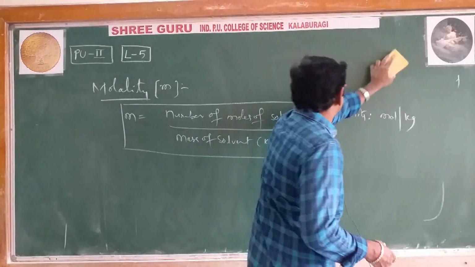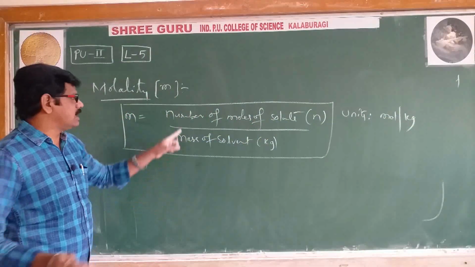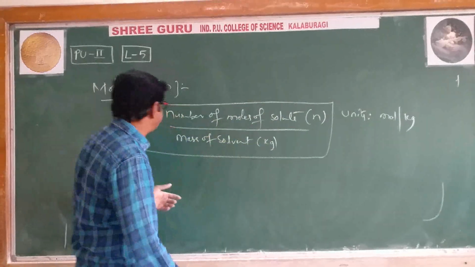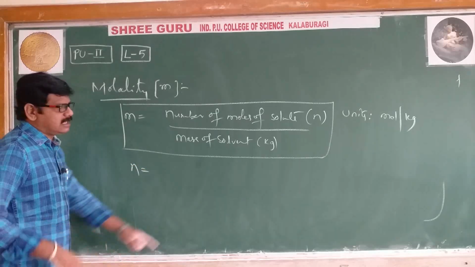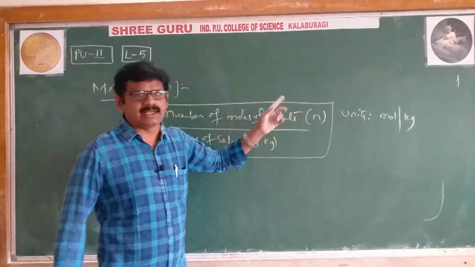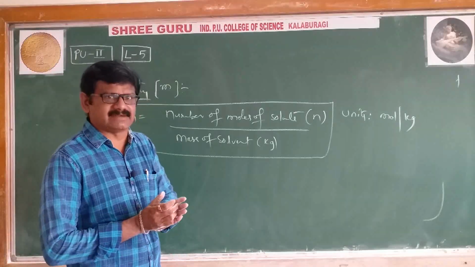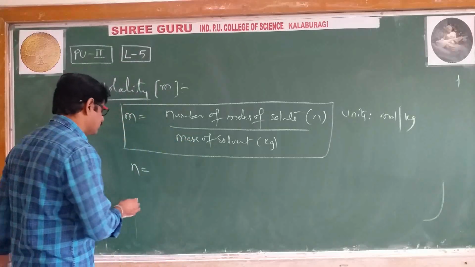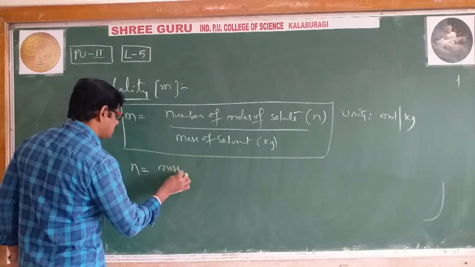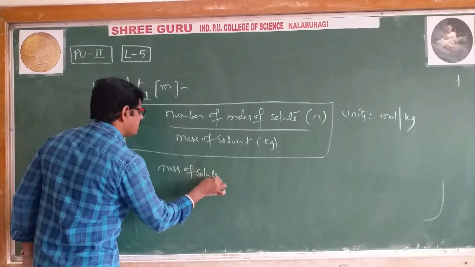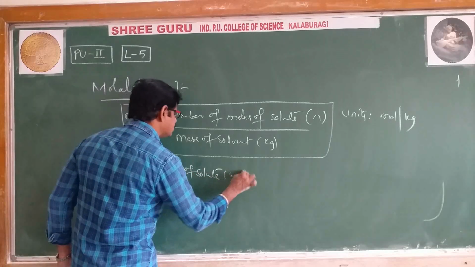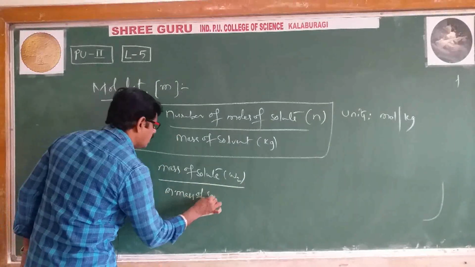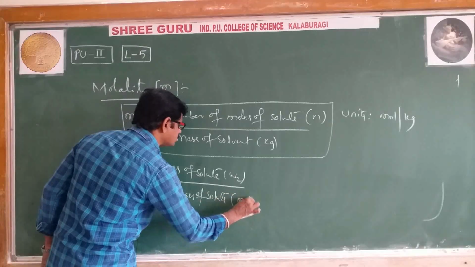We'll expand this formula, because the number of moles formula is already known to you. We have written it in the molarity formula. Same will copy here. Number of moles of solute, whose moles? Solute moles. Solute is designated with 2 and solvent with 1. Therefore, number of moles means mass of solute, indicated with W2, divided by the molar mass of solute, that is M2.